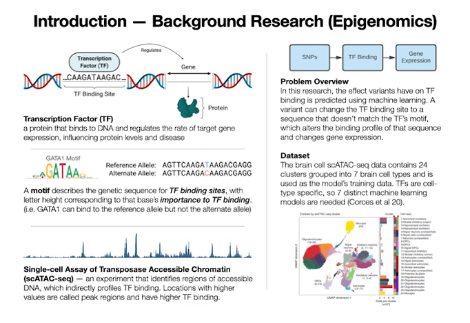One way to quantify TF binding is through single-cell ATAC-seq experiments that profile chromatin accessibility. Within the ATAC-seq data, we see peaks at regions of enriched signal that are indicative of gene regulatory elements bound by transcription factors. The brain cell single-cell ATAC-seq data used as my dataset contains 24 clusters grouped into 7 brain cell types. Because the cis-regulatory code is cell type specific, 7 distinct models are needed.